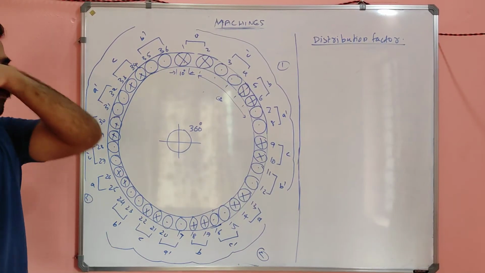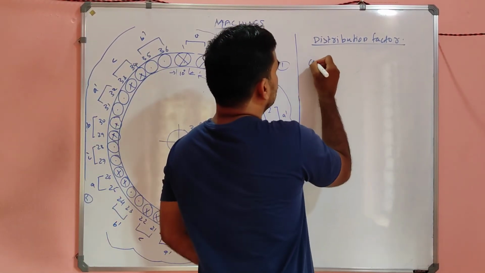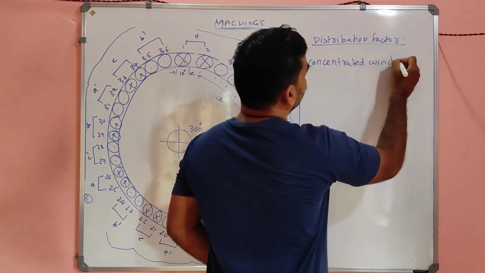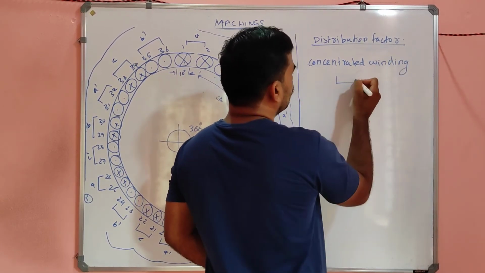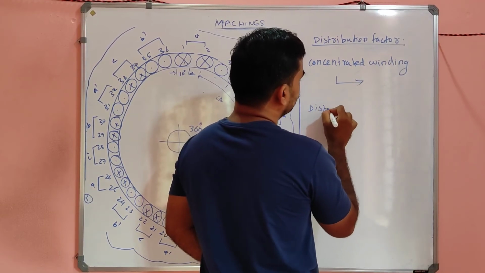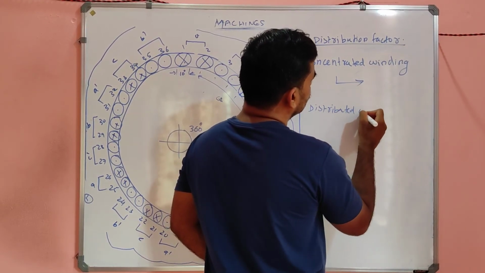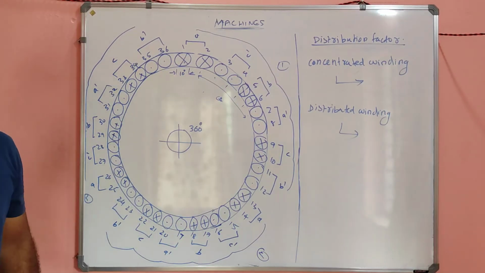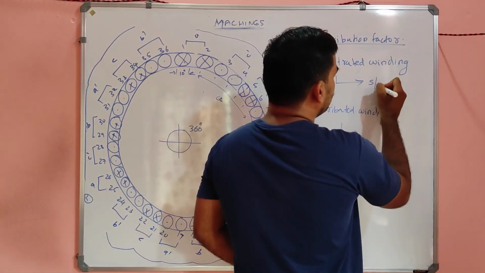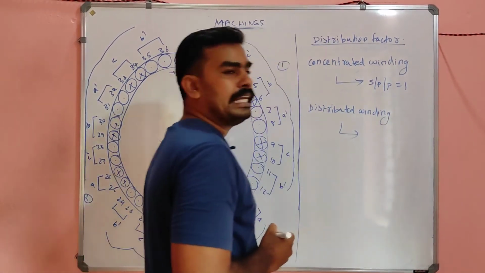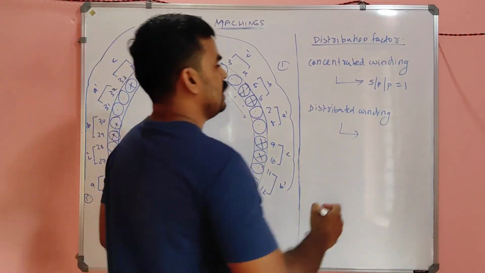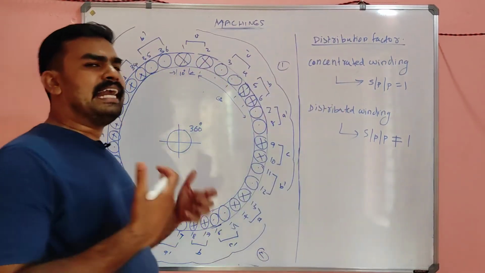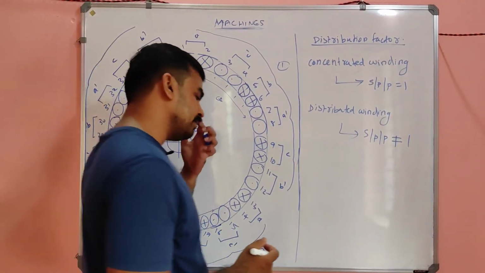Before that, there are two types of winding, my dear: concentrated winding and distributed winding. Concentrated winding means if slot per pole per phase is equal to 1, that type of winding is called a concentrated winding, and if slot per pole per phase is not equal to 1, or greater than 1, it is called a distributed winding.